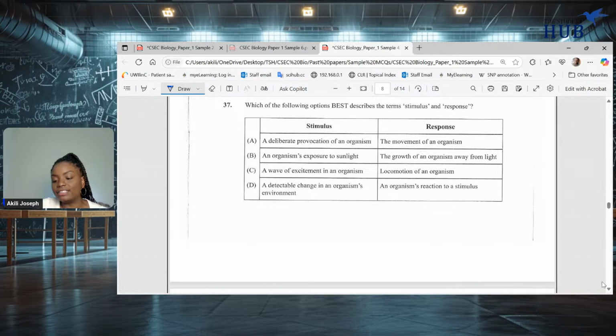Which of the following options best describes the terms stimulus and response? You want to read through those options there? It's looking like a lot. Right? So your stimulus is going to be a detectable change in an organism's environment, and the response is going to be the reaction of the organism, right? That's going to be the contraction of a muscle or the release of hormones from a gland.